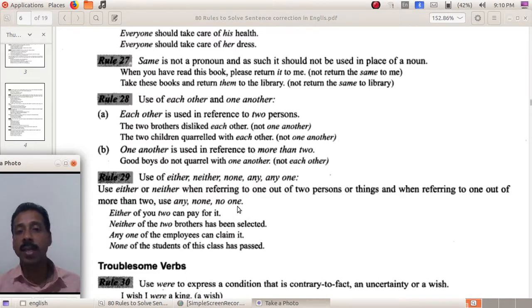Use of either, neither, none, any, anyone. Use either or neither when referring to one out of 2 persons. When we use either and neither, we may be mentioning only 2 persons or things. And if it is more than 2, use any, none, no one, etc. Either and neither if 2 persons or things. If it is more than 2, none, any, anyone, etc. are to be used.